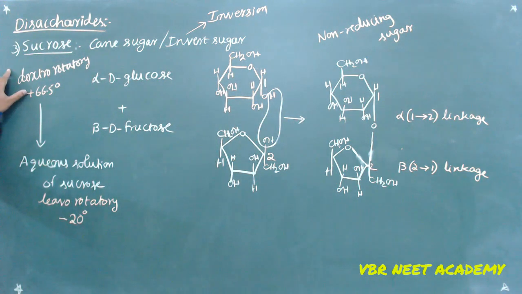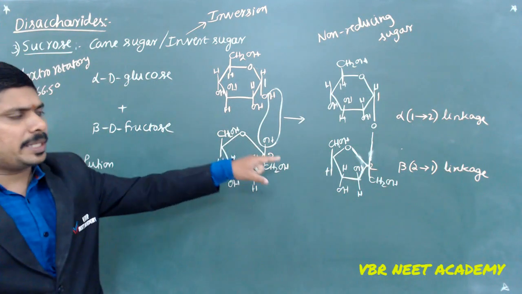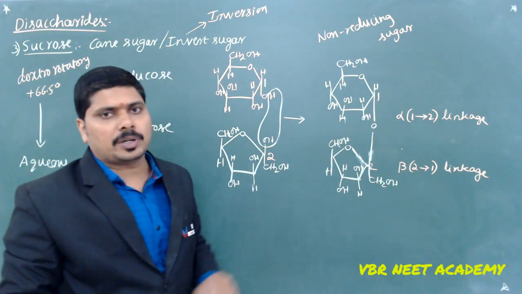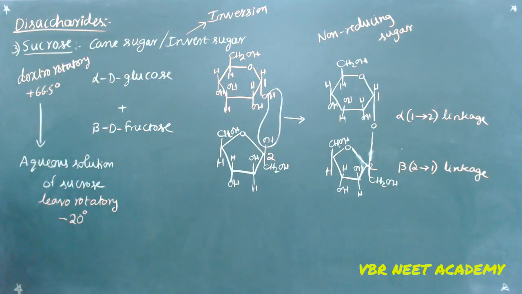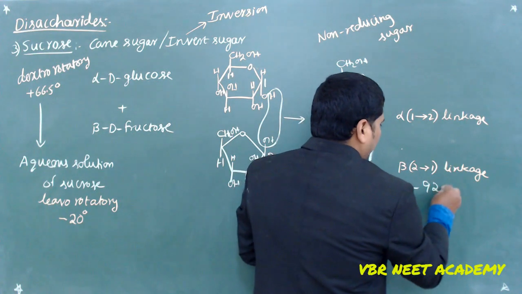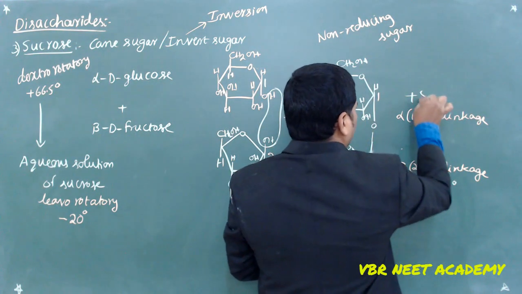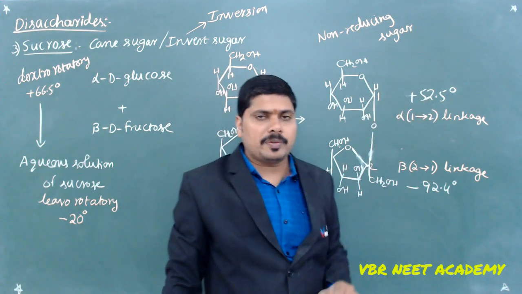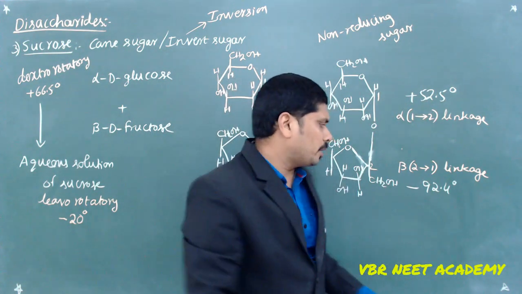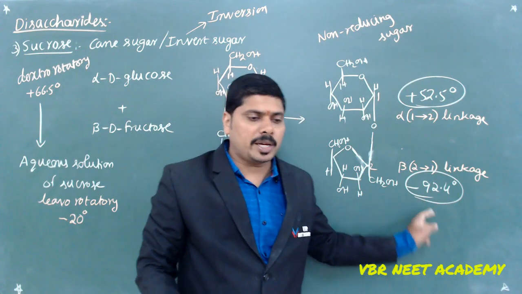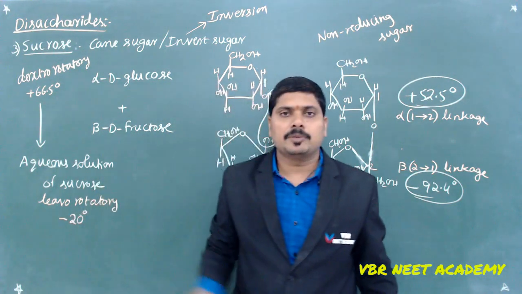See, sucrose intact has the glycosidic bond. When it is dissolved in water, it gets hydrolyzed to give alpha D glucose and beta D fructose. The rotation for alpha D glucose is +52.5 degree, whereas for beta D fructose it is -92.4 degree. So if you take the net rotation, which is more? Negative is more. That's why the net rotation for this is levo.